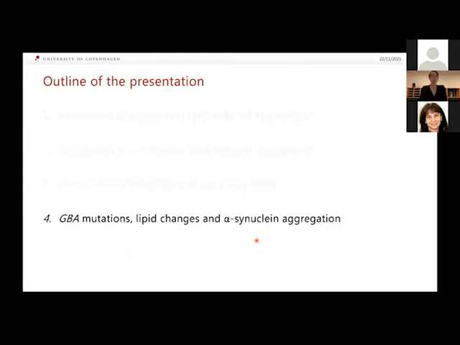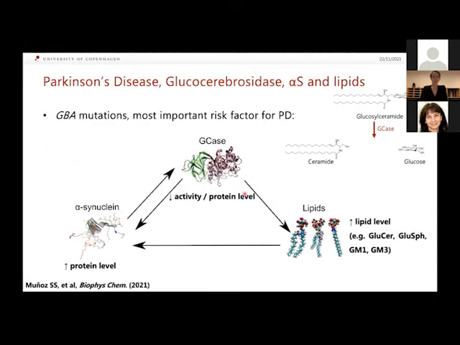So now I'm going to spend the last part of this talk on a more recent study where we investigated how GBA mutation affects the lipid profile of human fibroblasts and how those lipid changes affect alpha-synuclein aggregation propensity. So let me remind you, the reason why we are particularly interested in the GBA mutation is because it's the most important risk factor for Parkinson's disease. And this GBA mutation is associated with a decrease in the activity and the protein level of GCase. And these changes are associated with changes in lipid level and alpha-synuclein levels in a range of patient-derived samples.